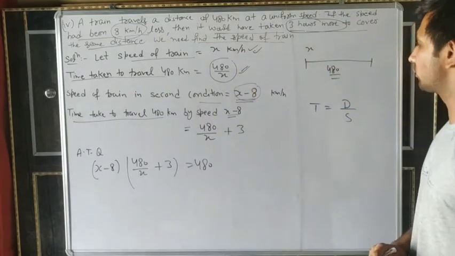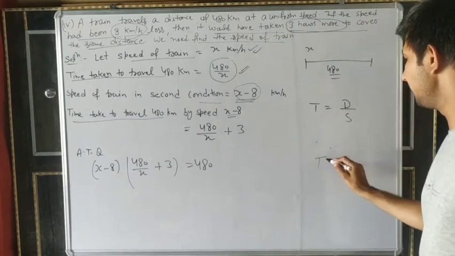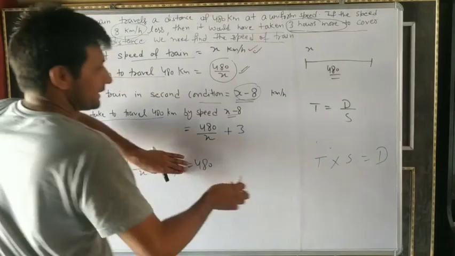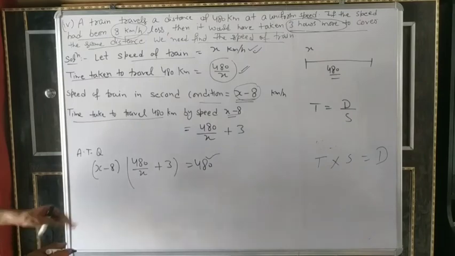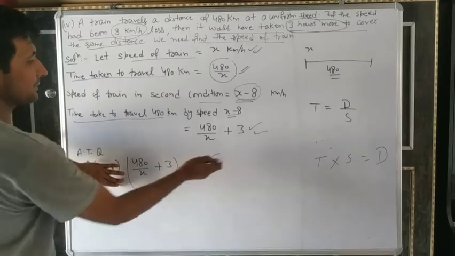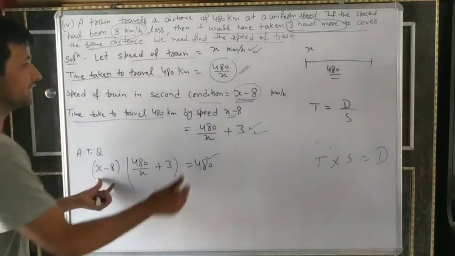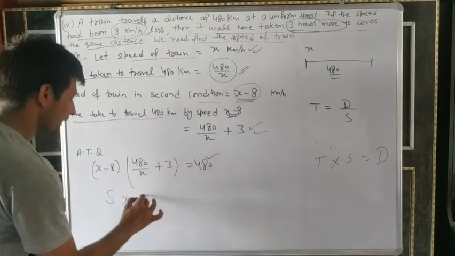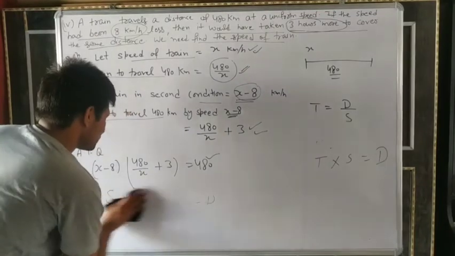Now according to the question, everyone knows distance is equal to speed into time. We know the total distance is 480, and the time is 480 divided by x plus 3, the time taken to travel. And what is the speed? The speed is x minus 8. Speed into time equals distance. Understand or not? So now you can solve this equation.